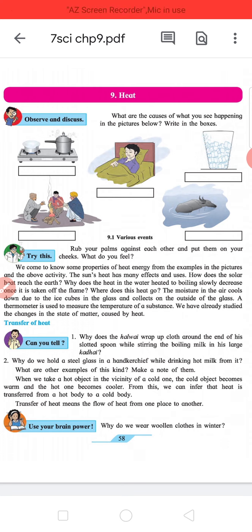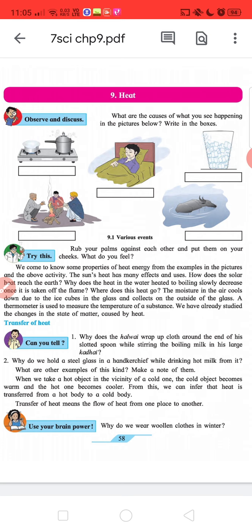How does the solar heat reach the earth? Why does the heat in the water heated to boiling slowly decrease once it is taken off the flame? Where does this heat go? The moisture in the air cools down due to ice cubes in the glass and collects on the outside of the glass. A thermometer is used to measure the temperature of a substance. We have already studied the change in the state of matter caused by heat.